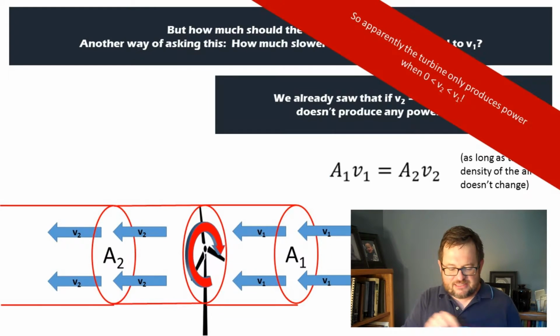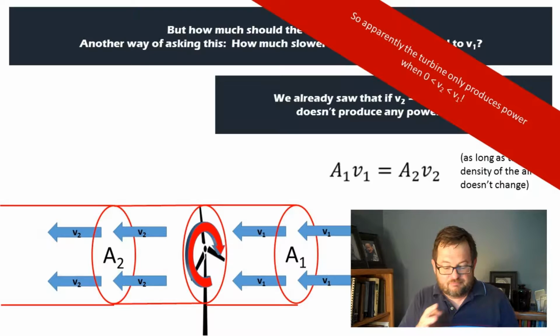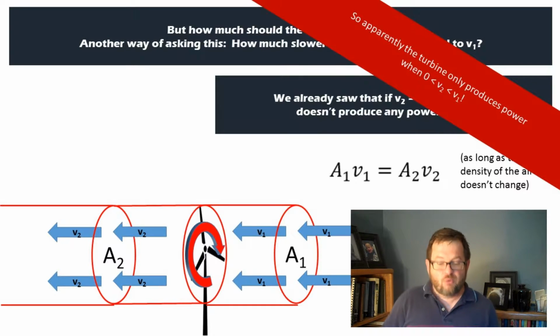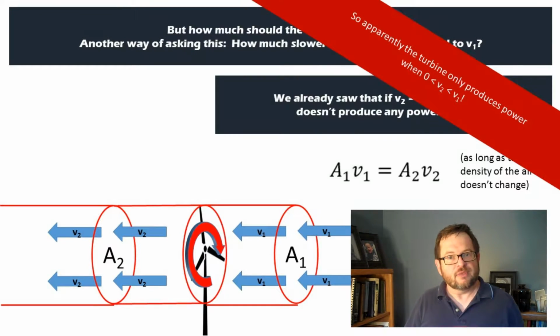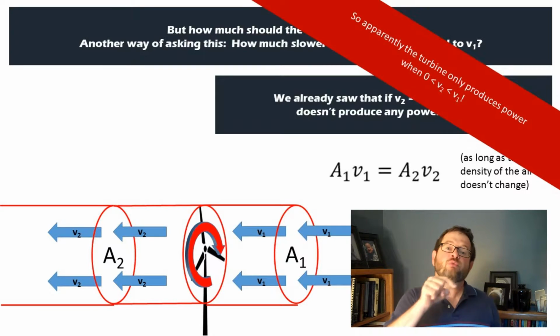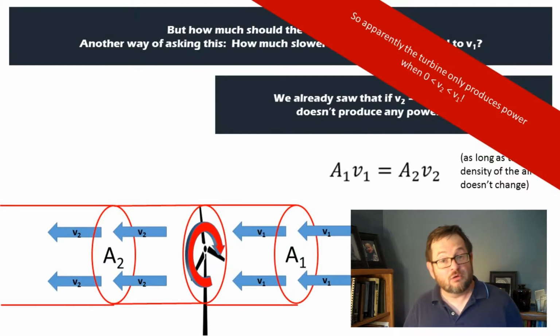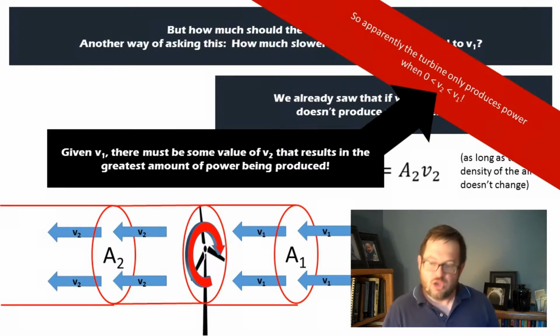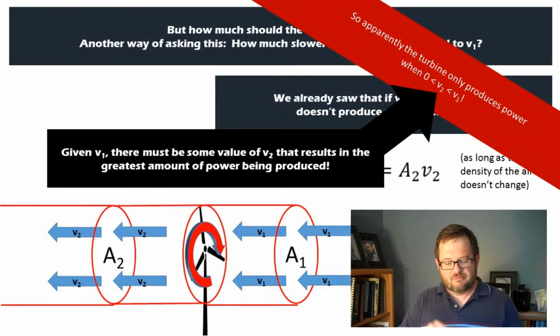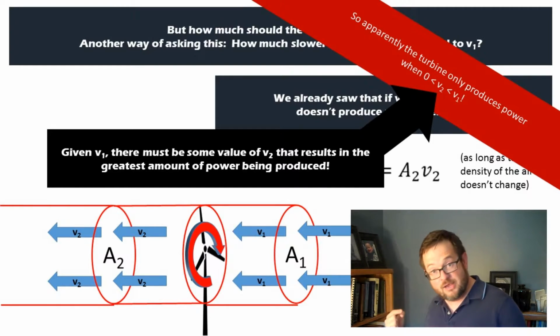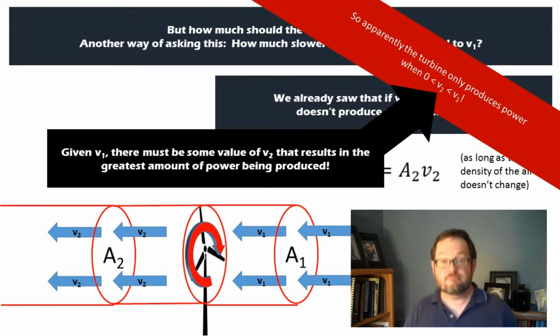So apparently there must be some wind speed along the way in which we do generate power. There has to be some downwind wind speed, V2, at which we actually get power. In fact, there's got to be some wind speed downwind from the turbine where we get the most power. There must be some speed, V2, between 0 and V1 that is producing the most power. That is what we're looking for. That's what Betz's law is looking for.